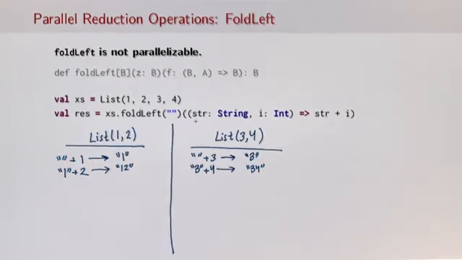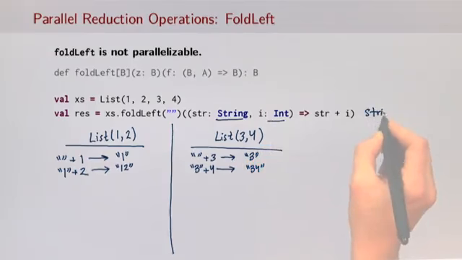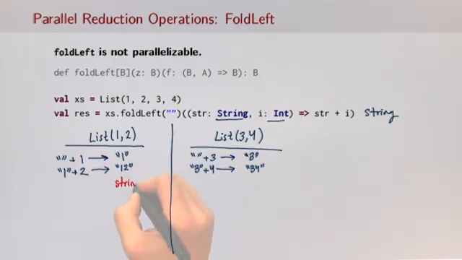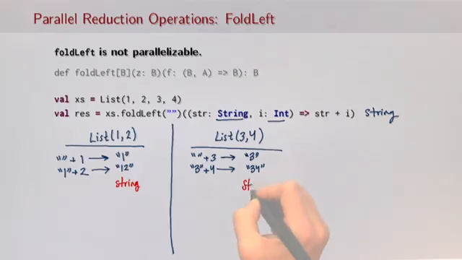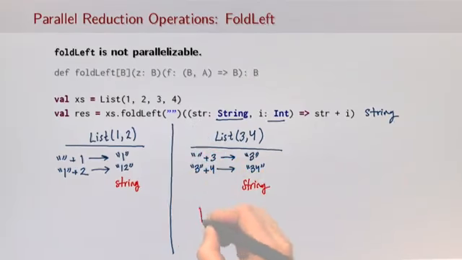Notice our function is from type string, int to string. But the types of these individual pieces now, if we want to try and combine them together, is string, string, which doesn't fit into this function anymore. So now we would have a type error if we tried to combine these things.